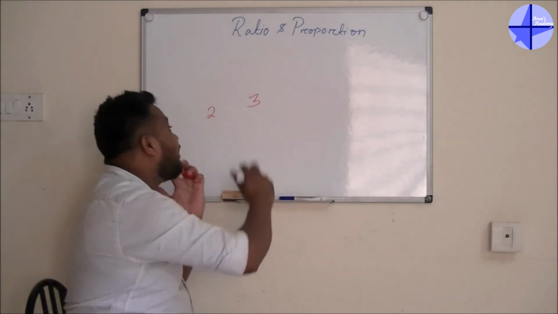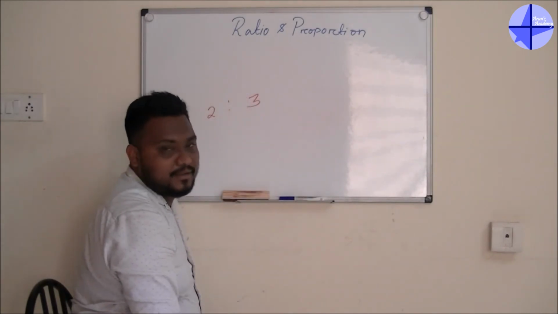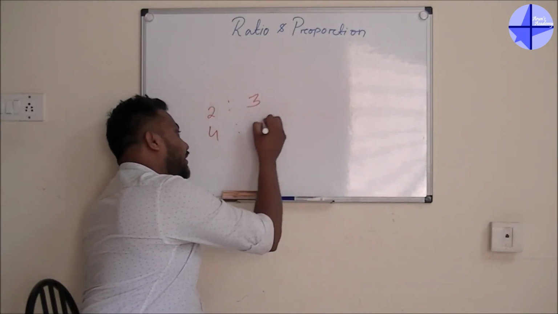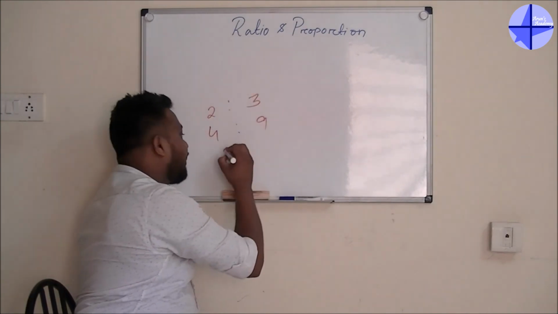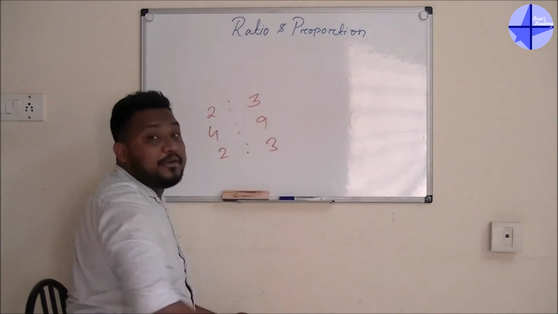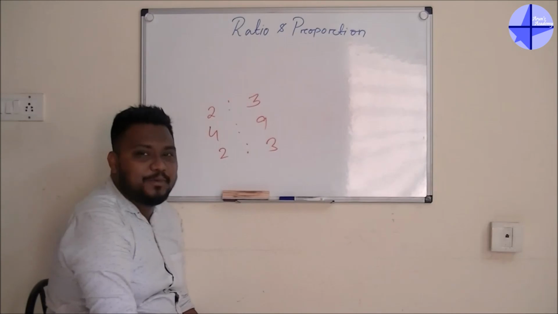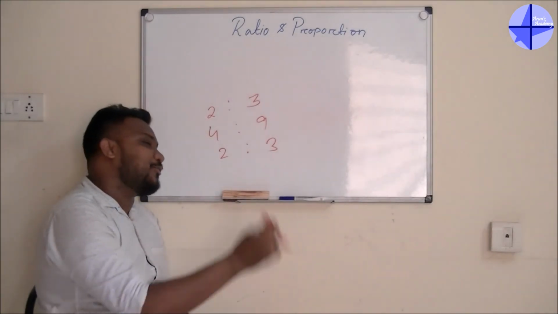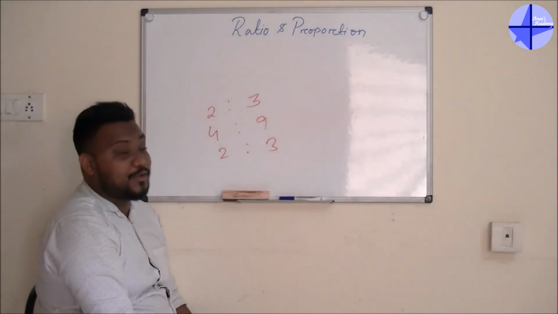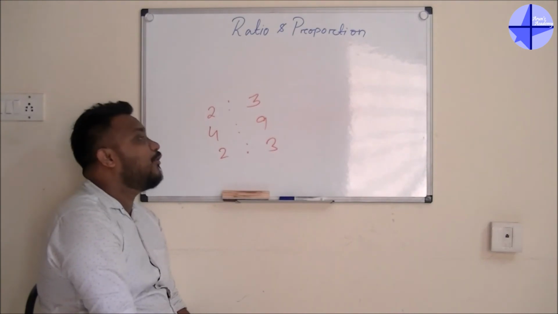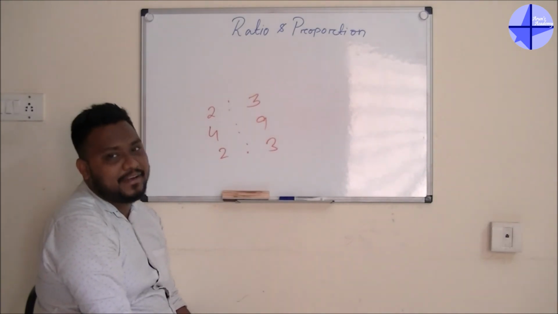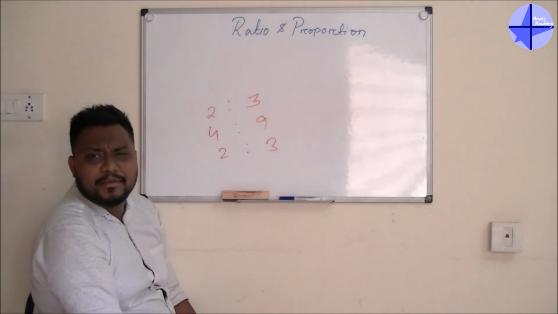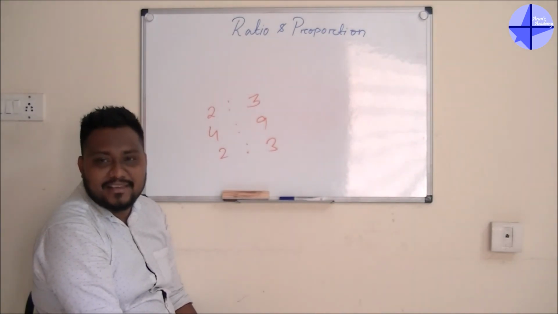So we'll write 2 is to 3, second one 4 is to 9, and next we'll take the square root, we'll get 2 is to 3. Now you tell me which one is the duplicate ratio, 2 is to 3 or 4 is to 9. The first answer will come: sir, 4 is to 9 is the duplicate ratio. But why? It's not a duplicate ratio, guys.